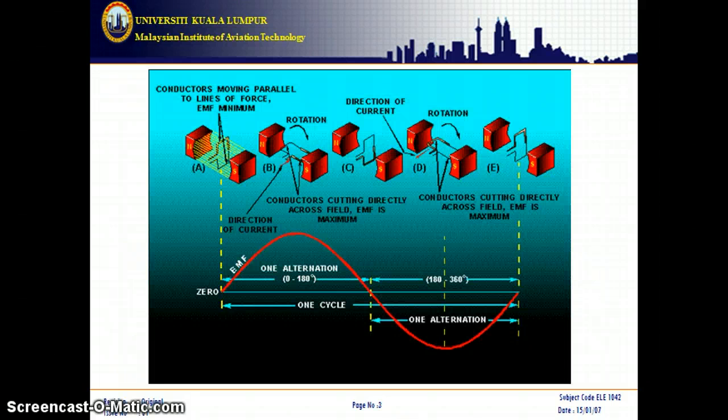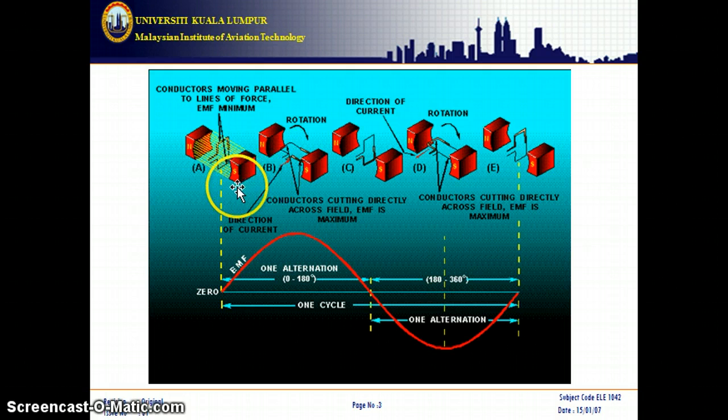And if we refer to this diagram, it shows you the basic generator of single loop rotating and cutting the magnetic flux which travels from north to south in a straight line. Refer to figure A. Assume that we consider the top point of the conductor loop or armature to move and cut the magnetic lines and induce EMF onto itself. Note that the rotation of the loop is in the clockwise direction.